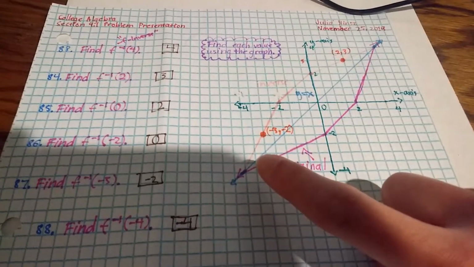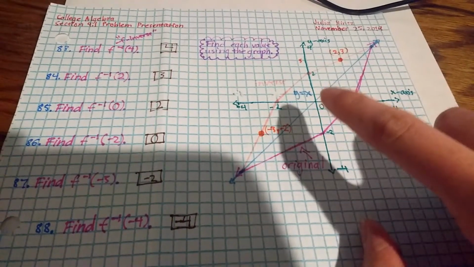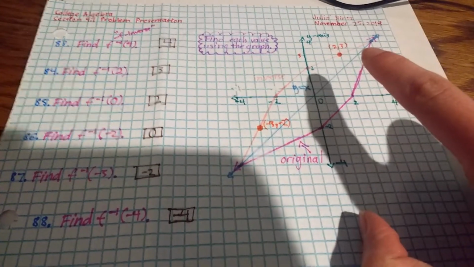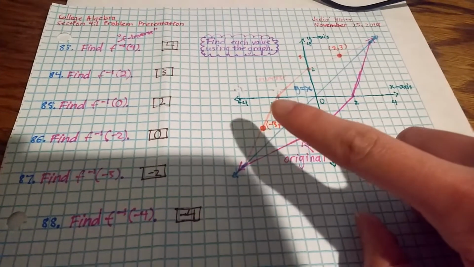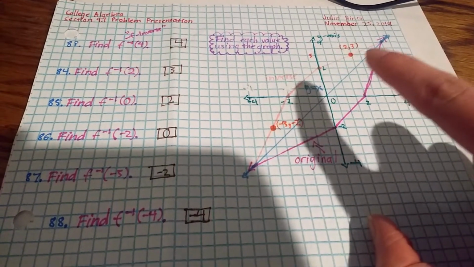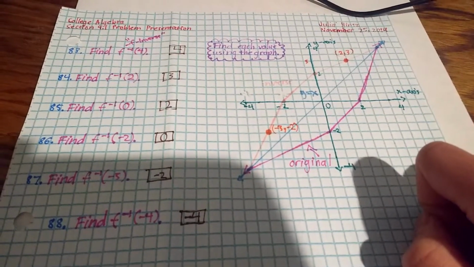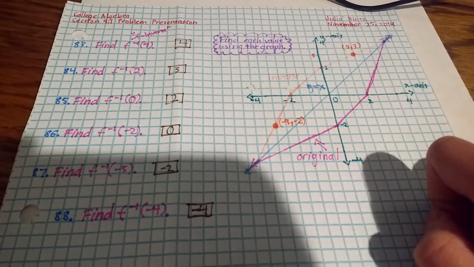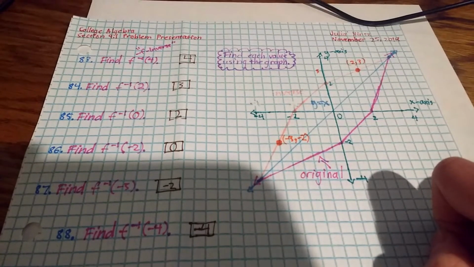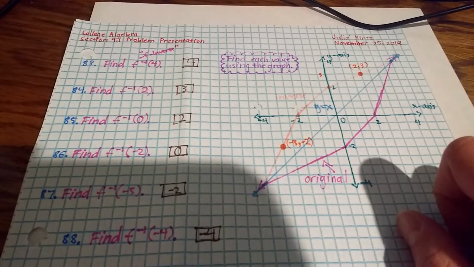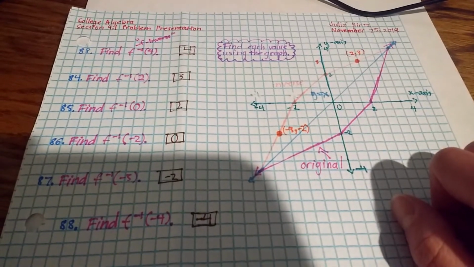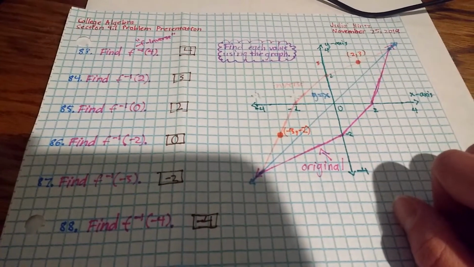And then I also drew the line y equals x as a sort of line of symmetry. And then I drew the inverse of the original equation in light pink all the way up here. And so when we're finding the inverse of 4, we're going to look at what the y value is, because when you look at the inverse, you interchange the x and the y values.